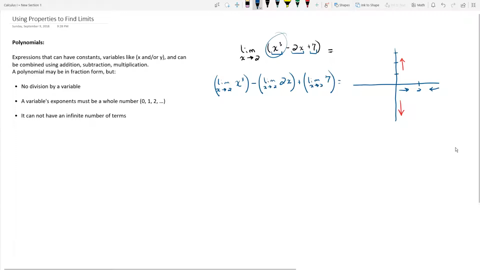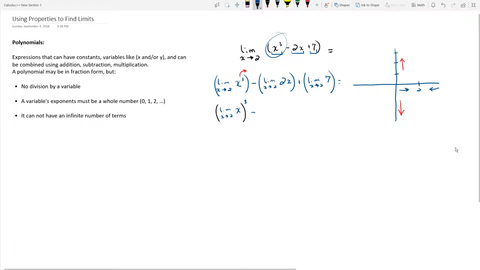Our first limit for x cubed, we can use another property which allows us to bring that exponent outside and then solve for just the limit of x. So when we do that, we're going to end up with the limit as x approaches 2 of x. I'll put that 3 on the outside.